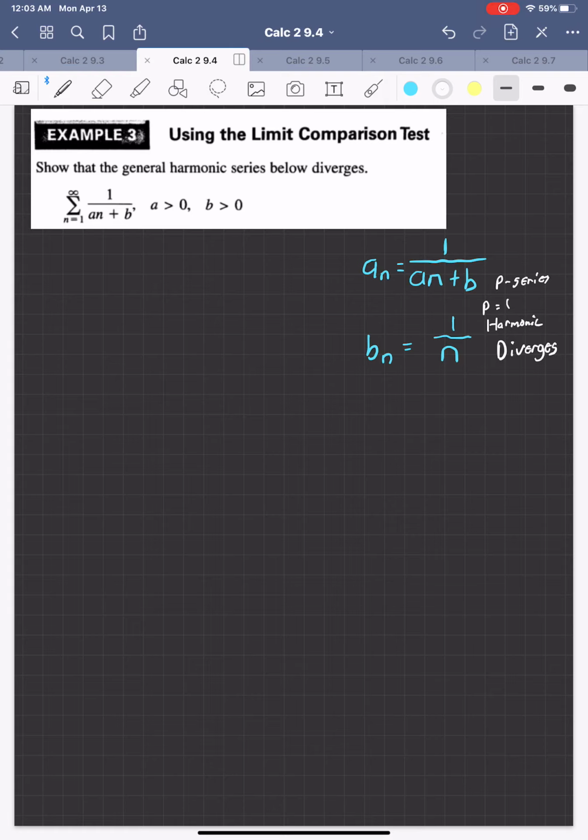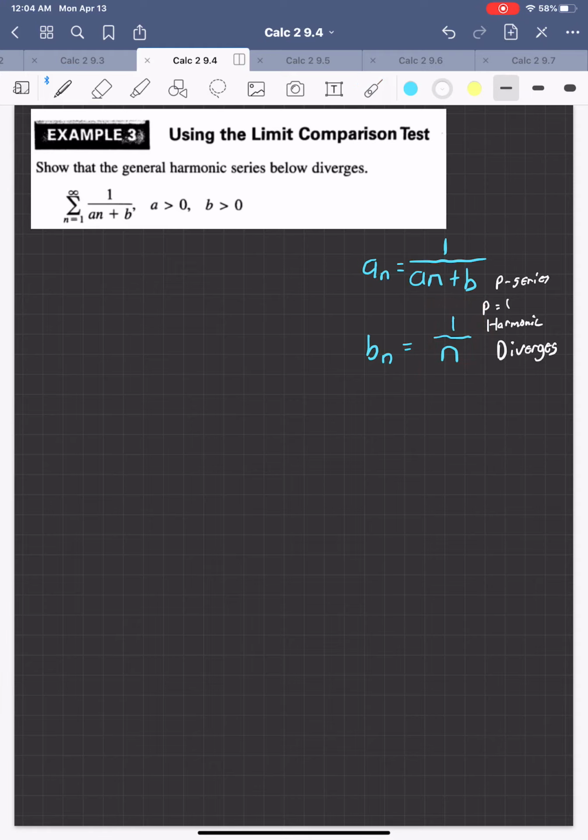Okay. So we've already established just from the given that if A and B are both positive numbers greater than 0, then 1 over AN plus B is always going to be greater than 0. And of course, 1 over N is always going to be greater than 0.